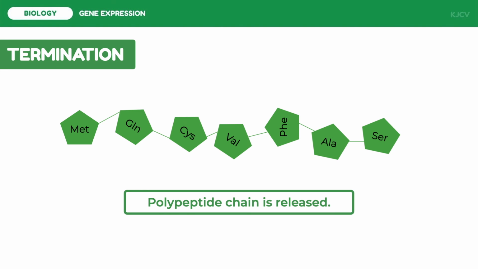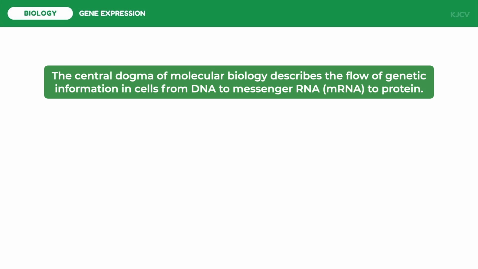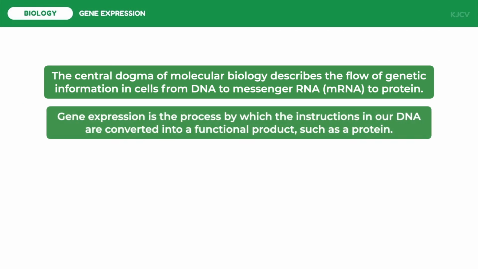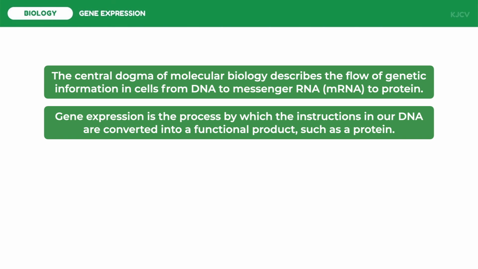To conclude this lesson, let us review the following key points. The central dogma of molecular biology describes the flow of genetic information in cells from DNA to messenger RNA or mRNA to protein. Gene expression is the process by which the instructions in our DNA are converted into a functional product such as a protein.